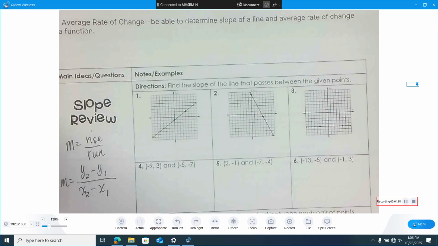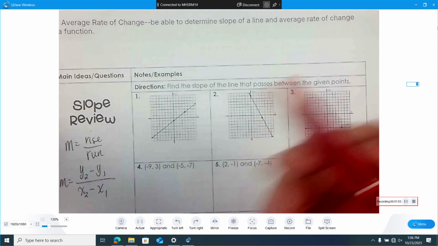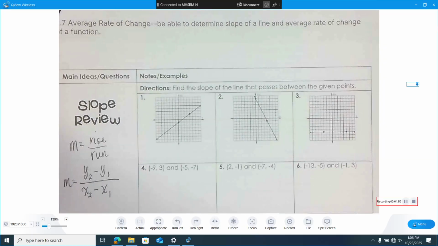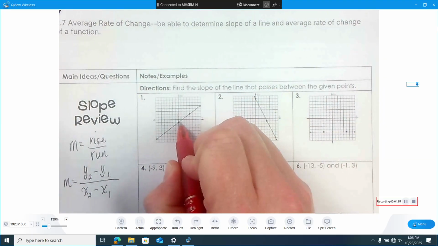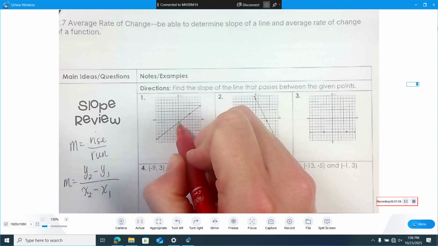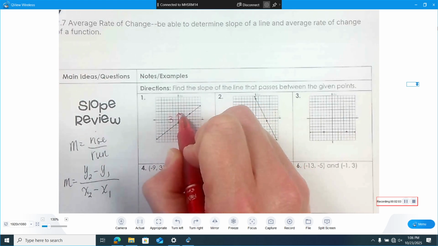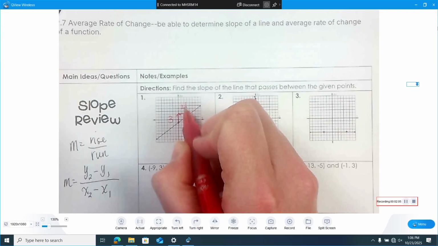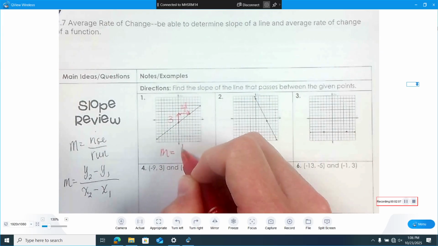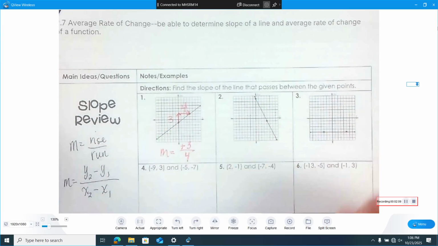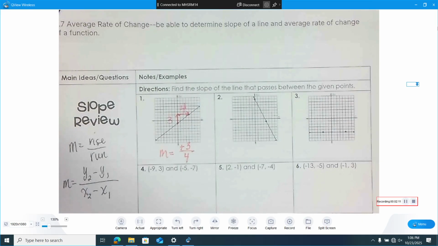So we can do this a couple of ways. When we're looking at a graph, it's really easy to count the slope. We're going to start on the left point here, and I've got to go up how many? 3. I've got to go to the right how many? 4. So our slope is up 3 to the right 4, or positive 3/4.